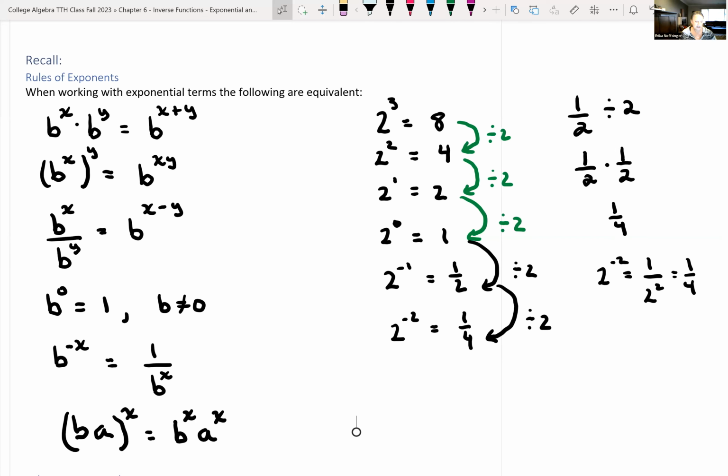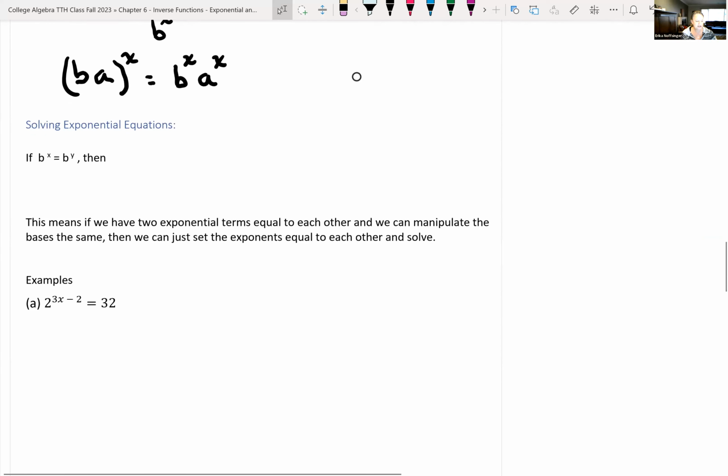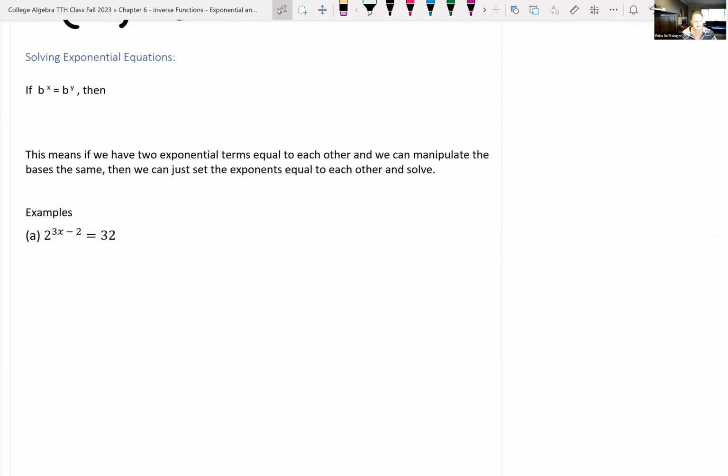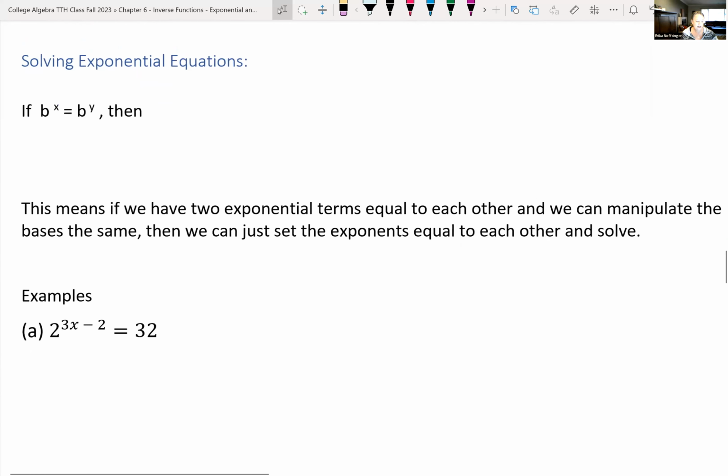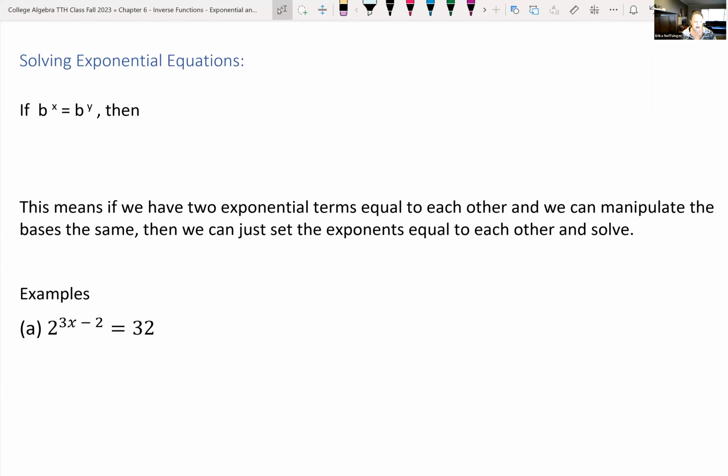And so let's look at solving exponential functions. Right now, we're only going to look at exponential functions where we can manipulate the bases to be the same. So this states that if b to the x is equal to b to the y, then we can say that x is equal to y. This means if we have two exponential terms equal to each other, and we can manipulate those bases to be the same, then we can just set our exponents equal to each other and solve.